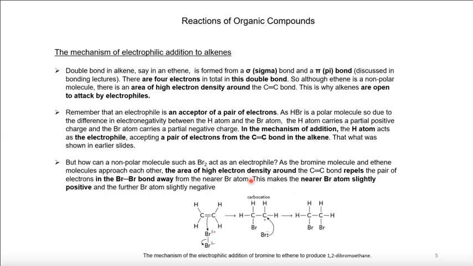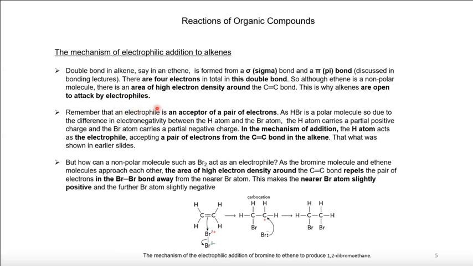Okay, then we go for the mechanism of electrophilic addition to alkenes. What do we mean by this? The double bond in alkene, say that it is ethene, has a sigma bond and a pi bond. Therefore, we have 4 electrons in this double bond. So although ethene is a non-polar molecule, there is an area of high electron density around the carbon-carbon double bond. This is why alkenes are open to attack by electrophiles.